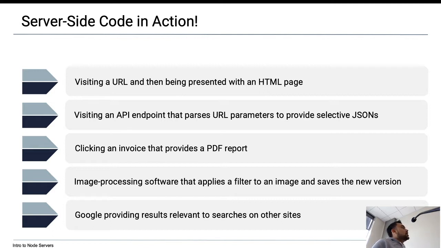All right. Visiting a URL and being presented by an HTML page. That HTML page is coming from a server. Okay, remember that. All right. This is the software portion of the server. If an HTML page is coming from the server, what does this mean? I need to create that HTML page on my server. Okay. Remember that. API endpoint, that's also coming from the server.